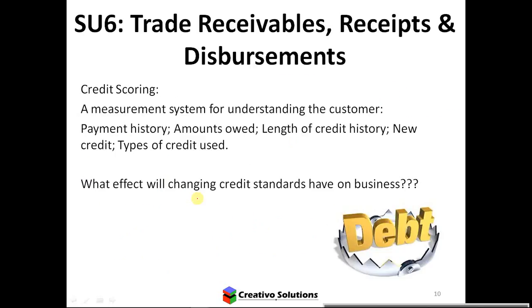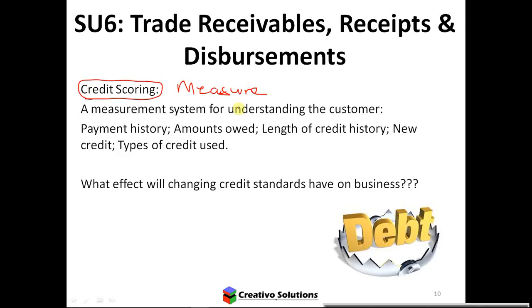Right, there's a note here about scoring. Okay, remember everything needs to be quantified. Alright, so a credit score is a way to measure someone's ability to take on credit, manage it appropriately, and obviously pay back in the future. Right, so credit scoring is a measurement system for understanding the customer.